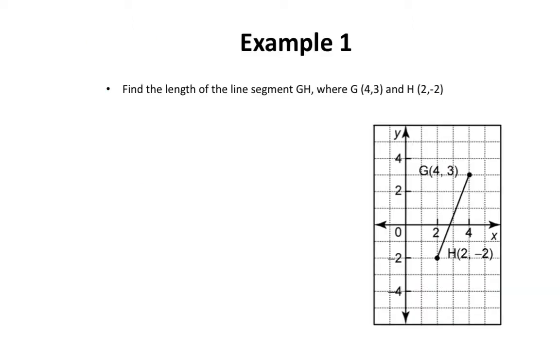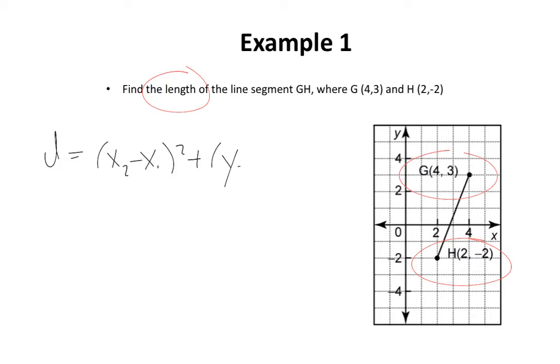In our first example, we want to find the length of the line segment GH. Since we've been given the coordinates of 2 points, we have enough information to find the length of this line segment. The first thing we want to do is write down our equation. I'm going to write a subscript of GH beside the D just so that I know what I'm figuring out.